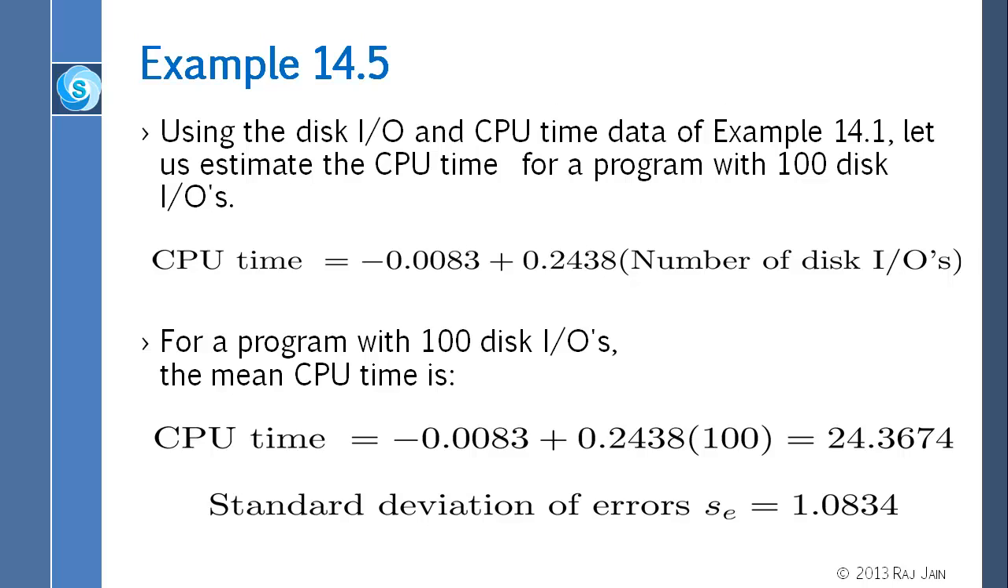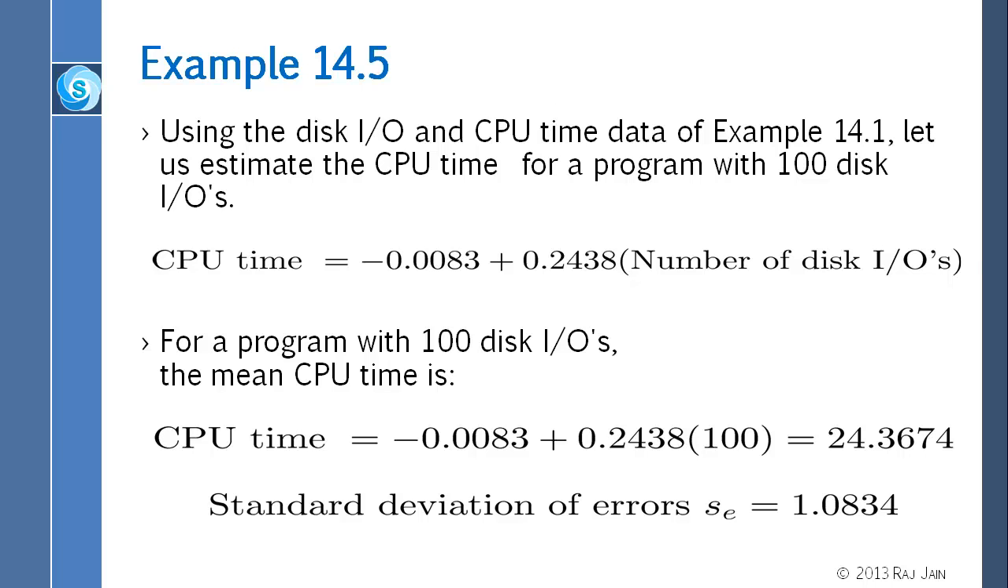So let's take an example. Using the disk I/O and CPU time data of example 14.1, so we have been working on this forever. Basically, this is the CPU time formula, and we want to predict what will happen if the number of disk I/O is 100. Well, the number of disk I/O is 100, the CPU time will be 24 seconds. And if you did the calculation of the standard errors, which we did before, that number came out.